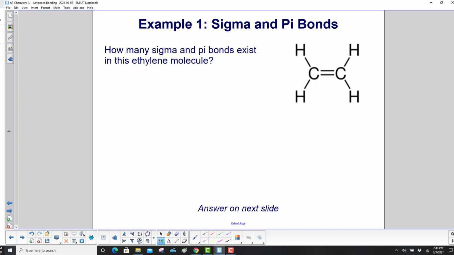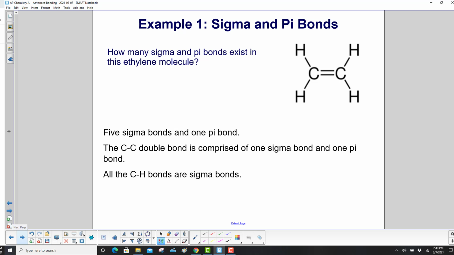Example 1, sigma and pi bonds. How many sigma and pi bonds exist in this ethylene molecule? There are 5 sigma bonds and 1 pi bond. The carbon-carbon double bond here has 1 sigma bond and 1 pi bond. All the carbon-hydrogen bonds, and there are 4 of them, are sigma bonds. So 1 plus 4 would be 5 sigmas, and then we have the 1 pi bond.